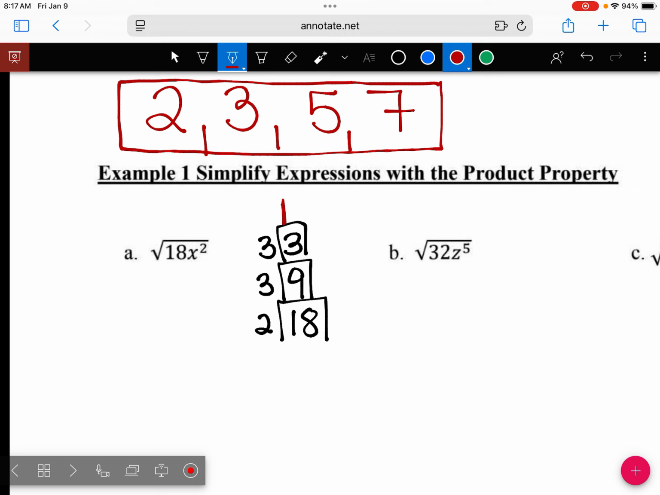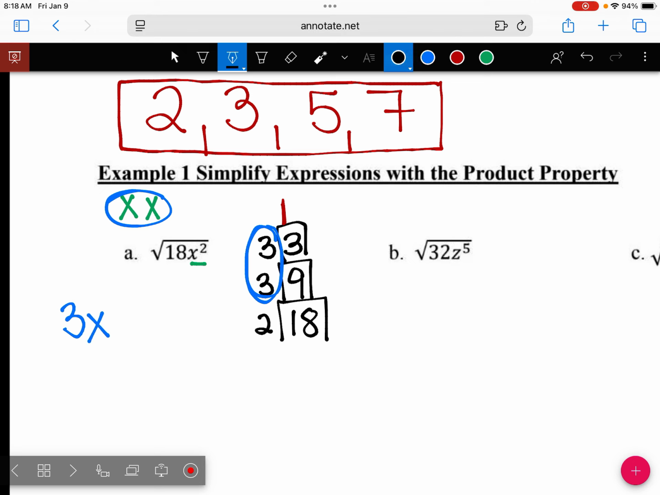When you don't see a number in the elbow, what am I looking for? Twins or triplets? When you don't see a number in the elbow, twins, right? I'm looking for pairs. So when I look at my cake, notice I have one pair of threes. So that 3 can come out. Then I also have 2 variables, x times x. So I can make one pair with my x's. That can also come out.